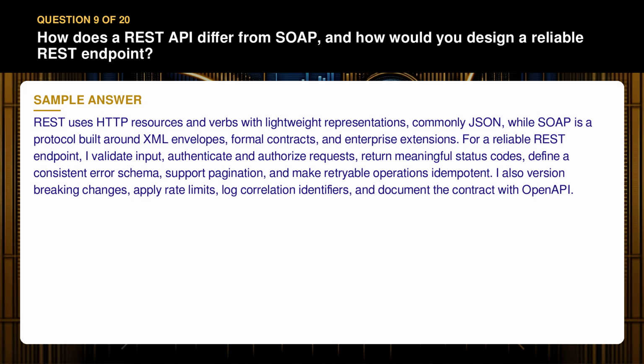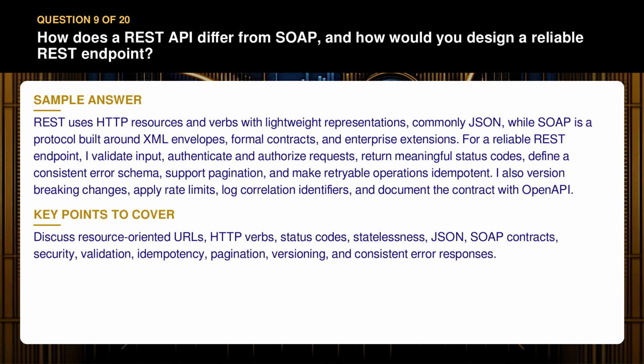For a reliable REST endpoint, I validate input, authenticate and authorize requests, return meaningful status codes, define a consistent error schema, support pagination, and make retryable operations idempotent. I also version breaking changes, apply rate limits, log correlation identifiers, and document the contract with OpenAPI. Discuss resource-oriented URLs, HTTP verbs, status codes, statelessness, JSON, SOAP contracts, security, validation, idempotency, pagination, versioning, and consistent error responses.